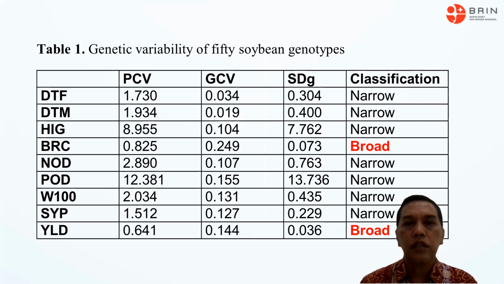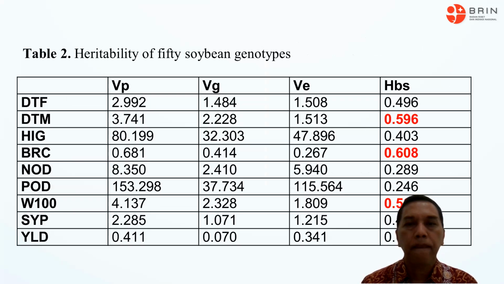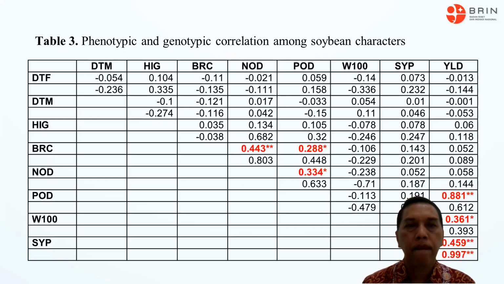For genetic variability of the 50 soybean genotypes, we got broad variability in branches and seed yield. For heritability of the 50 soybean genotypes, we got high heritability in days to maturity, branches, and 100 seed weight.